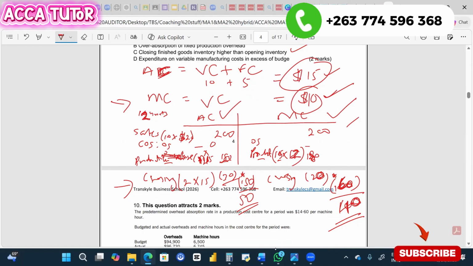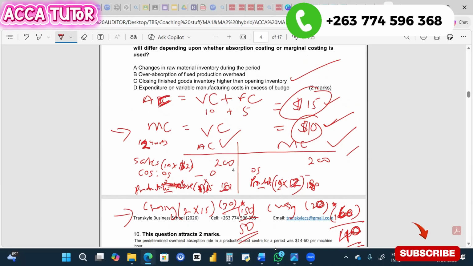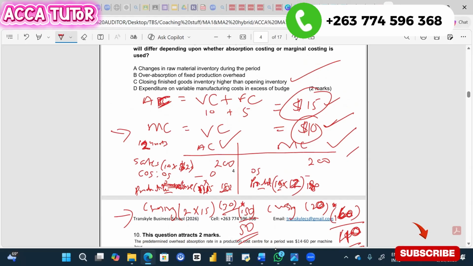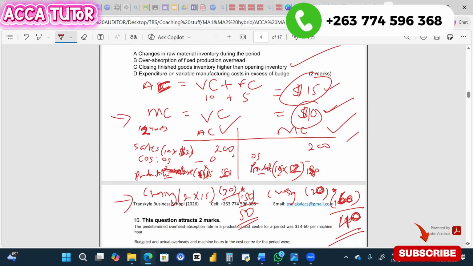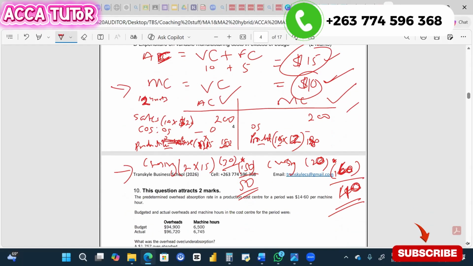So there is always going to be some impact in that. If the closing finished goods inventory is higher than opening inventory, we are likely going to see these disparities.